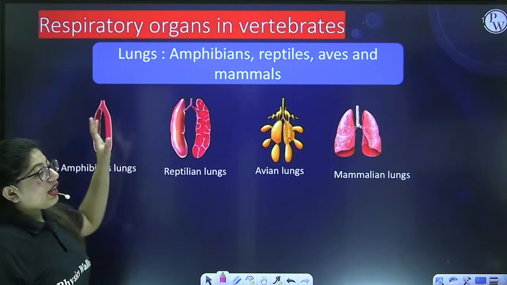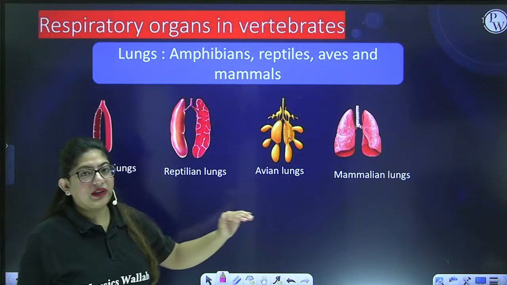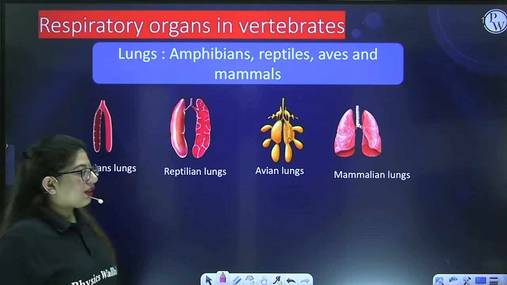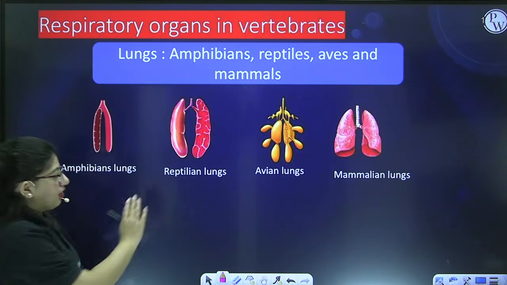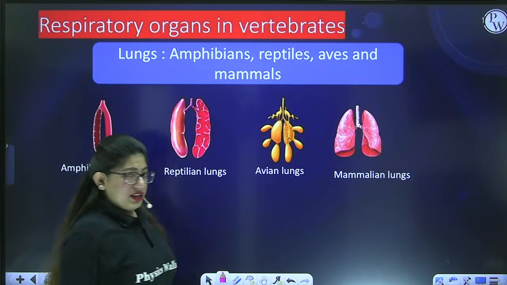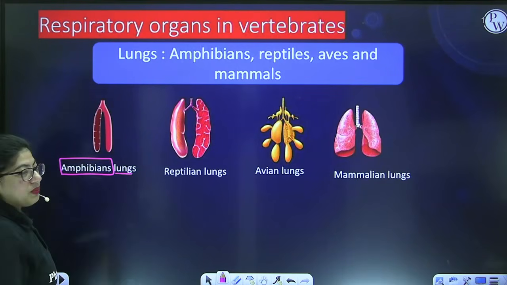Then we have lungs. Lungs are found in amphibians, reptiles, avians, and mammals. If you can see here, what's the course of evolution? These are the less developed, more developed, quite different, highly developed, right? Similarly, amphibians can respire through lungs.